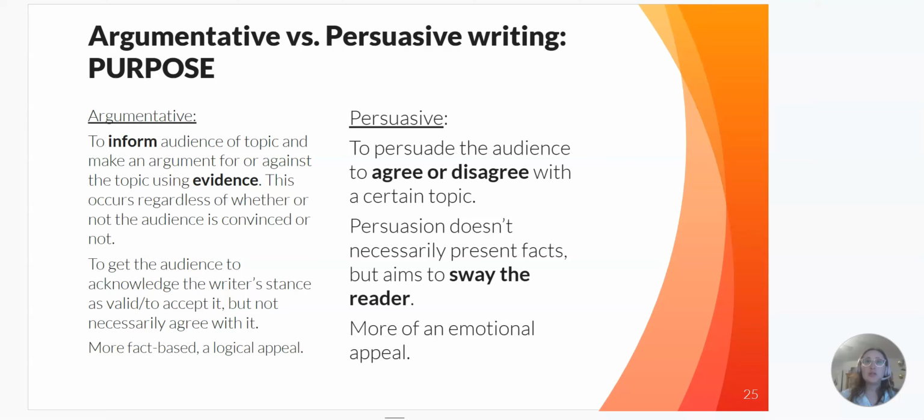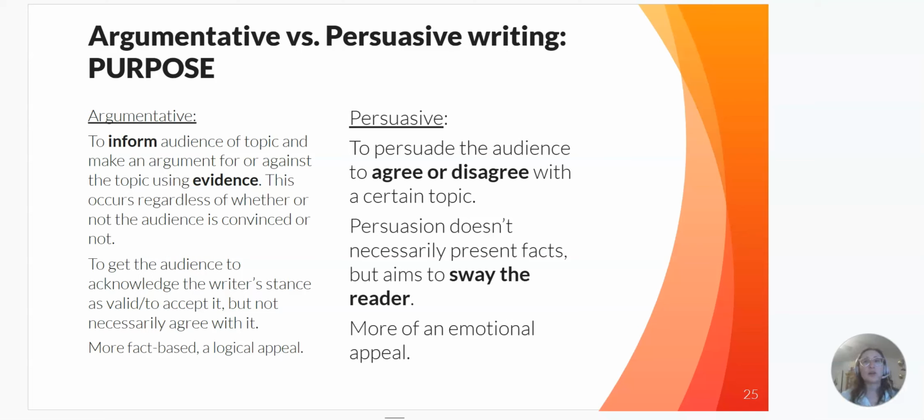Feel free to pause if you need to read the slides. I am going to go through them fairly quickly, but you can always pause if you want to take notes or look at these later. But essentially, the purpose of an argumentative piece is to inform the audience on the topic and let them know that there are more sides to this issue. It's more complex than they may think it is, and you're using a lot of evidence.